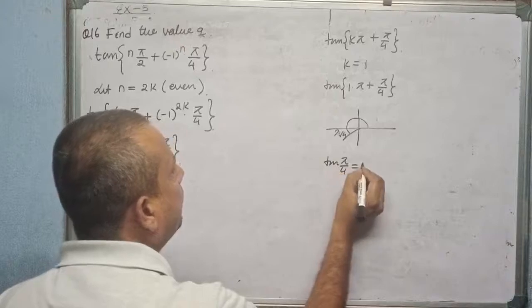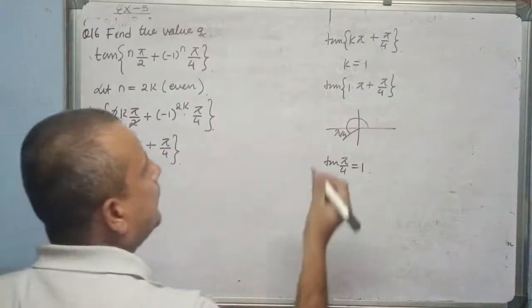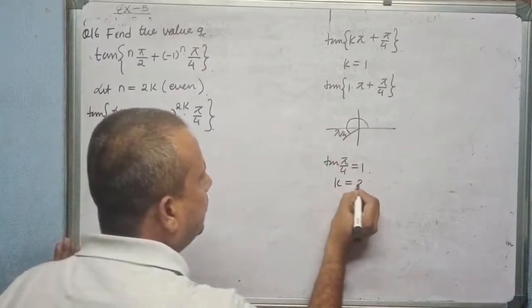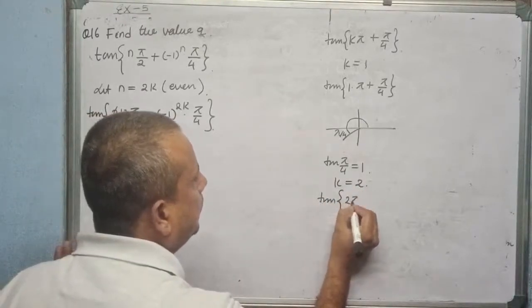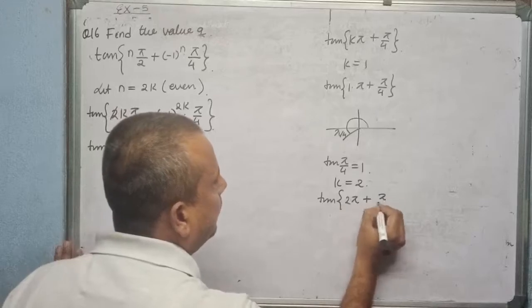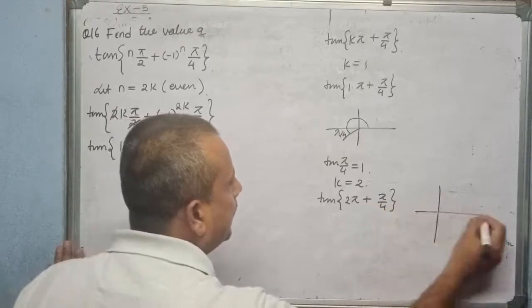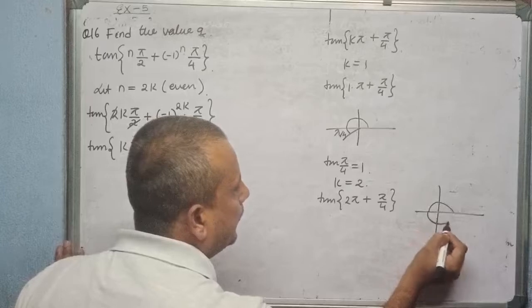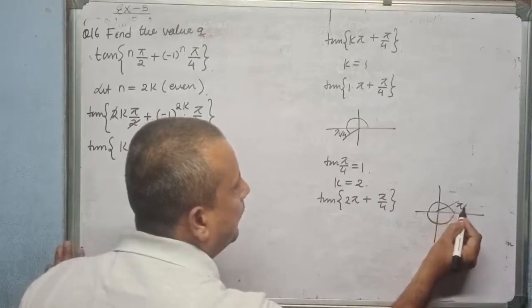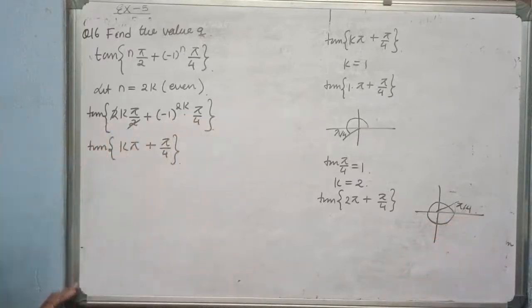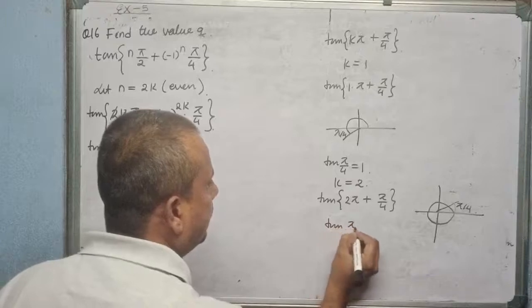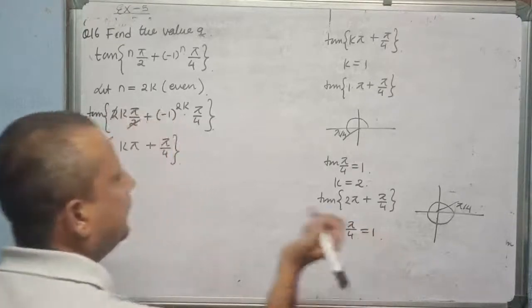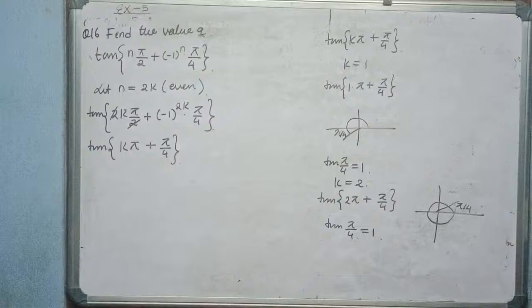Pi by 4 means 45 degrees. It is 1. Similarly, I'll consider k equals 2. Tan of 2 pi plus pi by 4. This lies in the first quadrant. In the first quadrant also the tan is positive, tan pi by 4, and the value is 1. That is for any value of k.